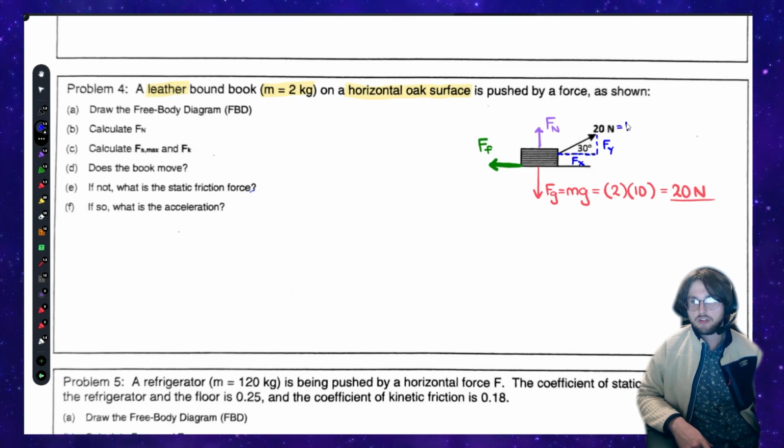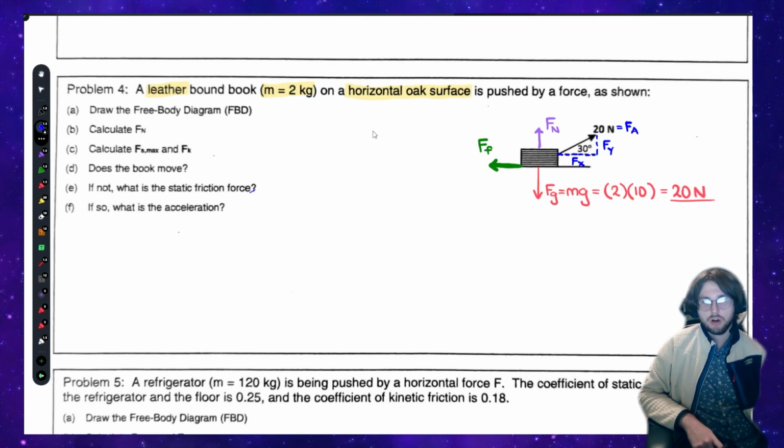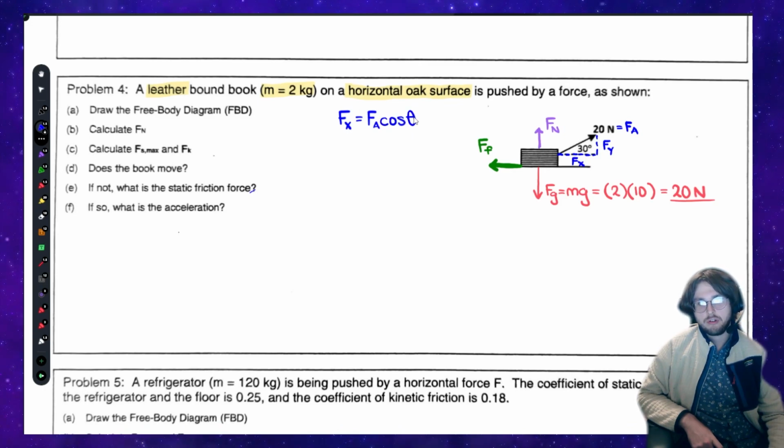And we could just say this is like applied force, Fa or something. And then over here, I'm going to solve for the components. So we're going to say, well, Fx is the adjacent side to the angle. So that's going to be Fa times cosine of theta, because cosine is adjacent over hypotenuse. So it's going to be 20 times cosine of 30 degrees, which is roughly 17 newtons if you were to run that through a calculator.